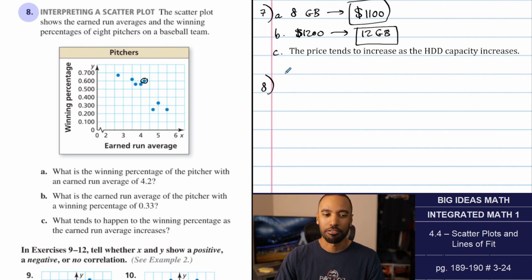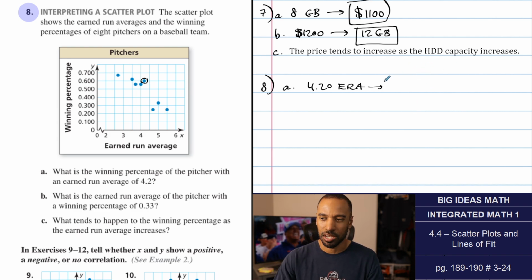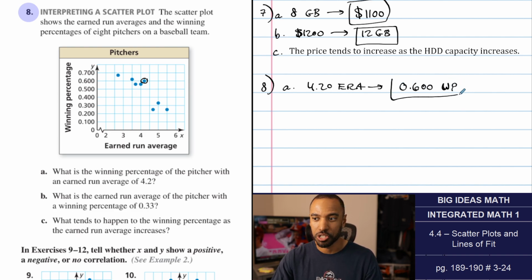Anyway, so for part A, again, a 4.20 ERA. Because, yeah, I think they say 500 winning percentage for that stuff. It's weird how we say numbers in baseball, despite the decimal. So 600. I'll put winning percentage. Not to be confused with wild pitch, by the way.